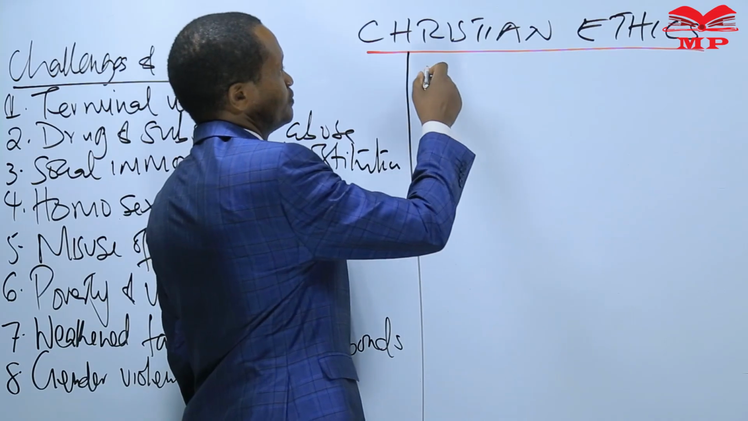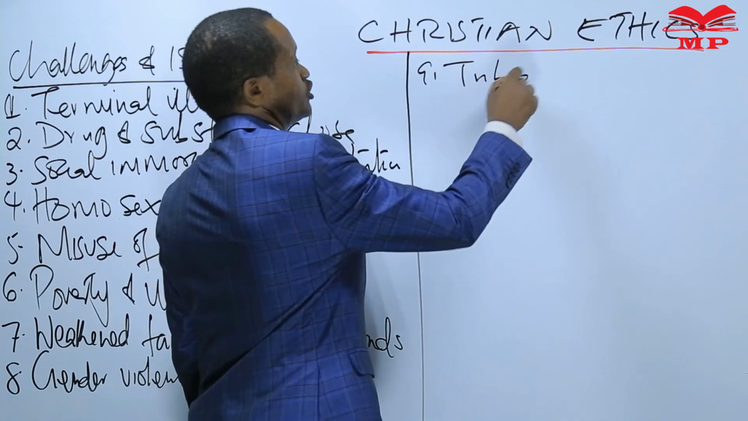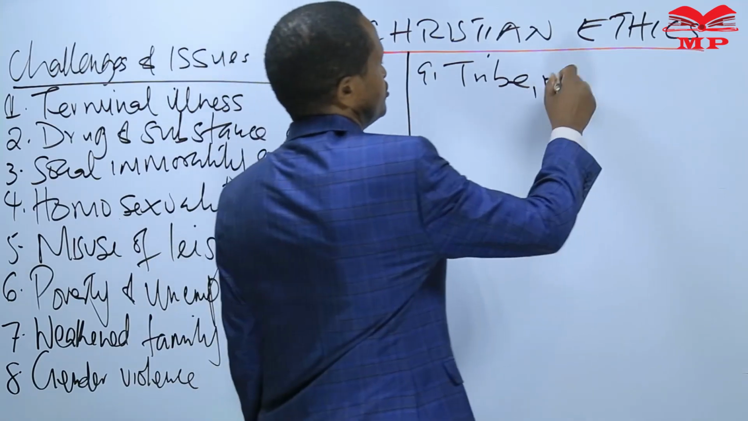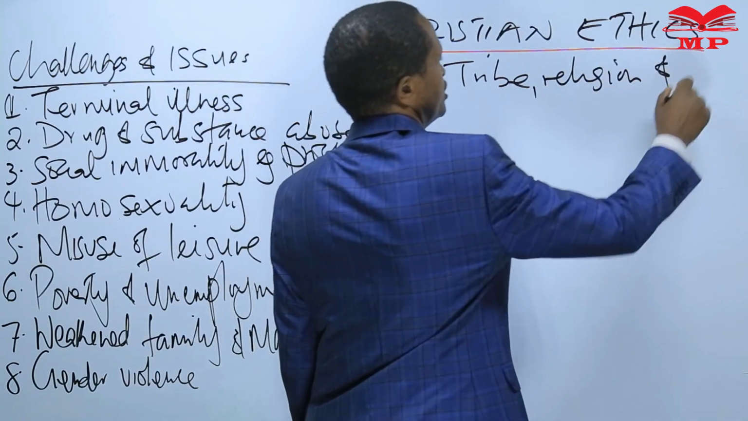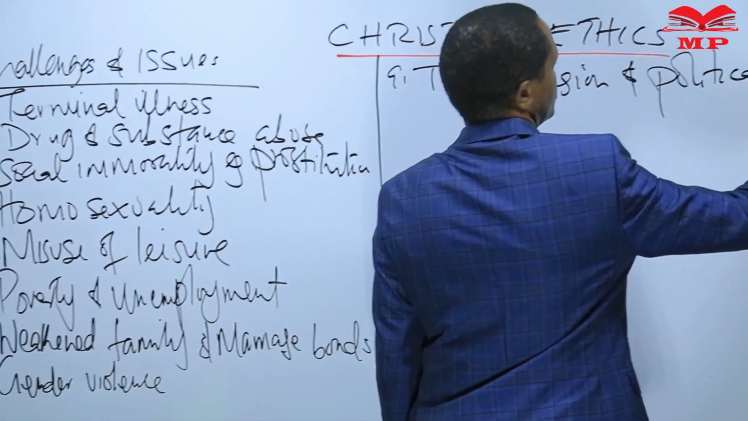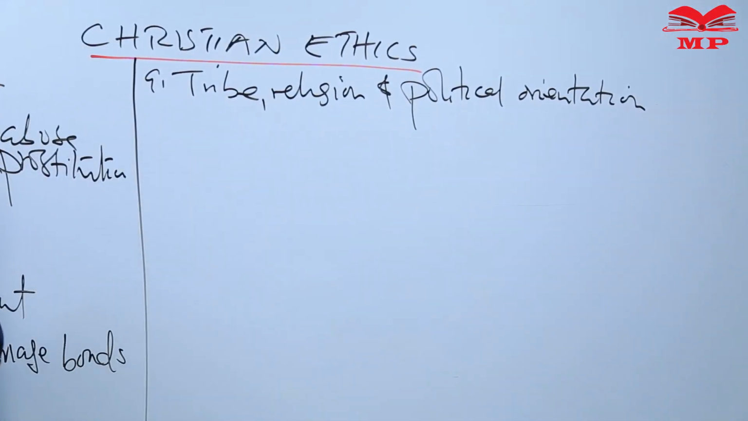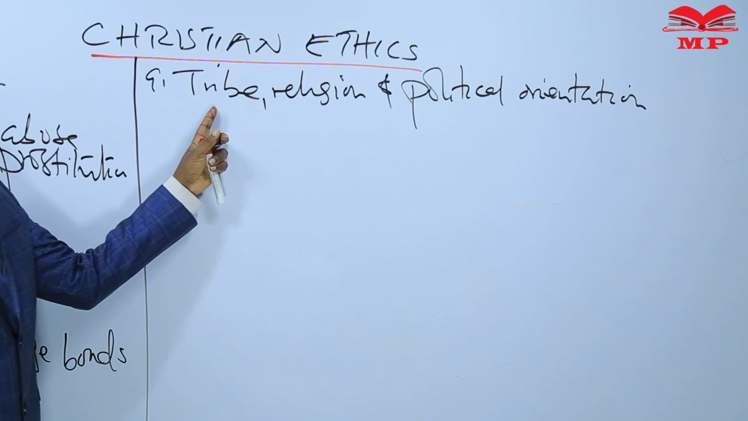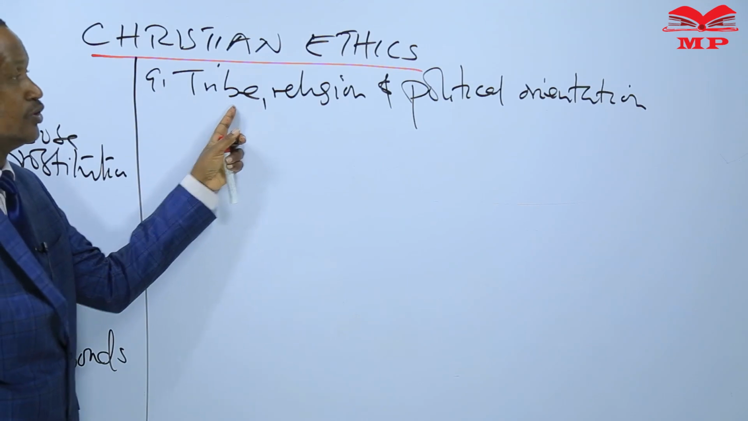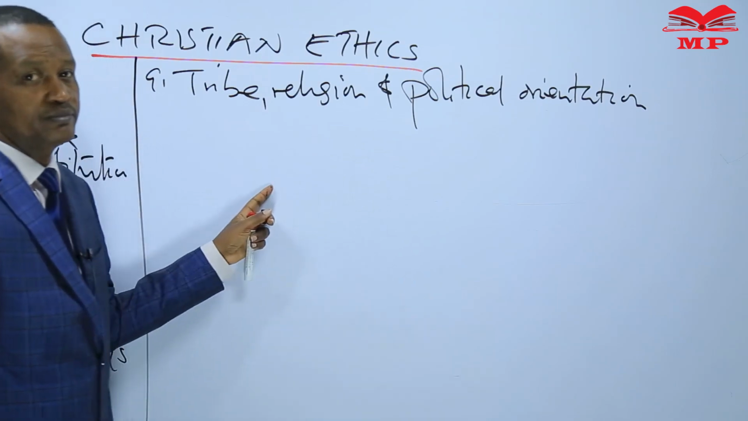That is tribalism. This is number 9. You can say tribalism, or you can just say tribe, religion, and political orientation. We've had situations where individuals are not granted opportunities because of their tribe or religion or political orientation or associations, which is a problem.